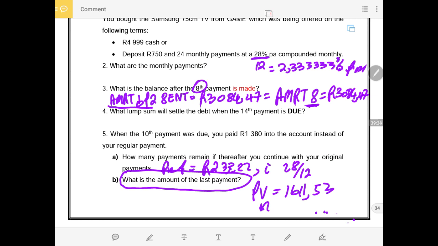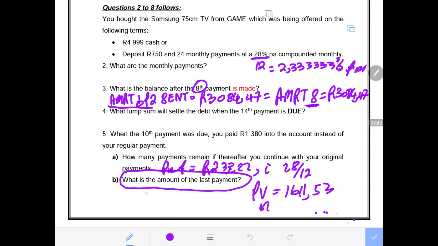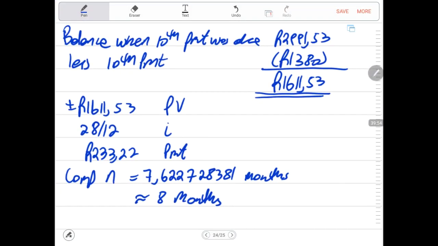We need to amort 7, because we know that 7 payments are left, and our calculator knows n is 7.622728. Our calculator knows that there are 8 payments in total, because there are 7 full payments of 233.22 and a smaller payment, because this is not a full payment, but we rounded it off to a payment, but it's not a full payment of 233.22.